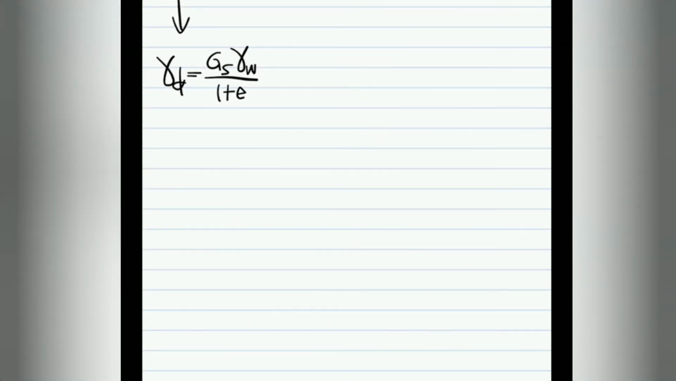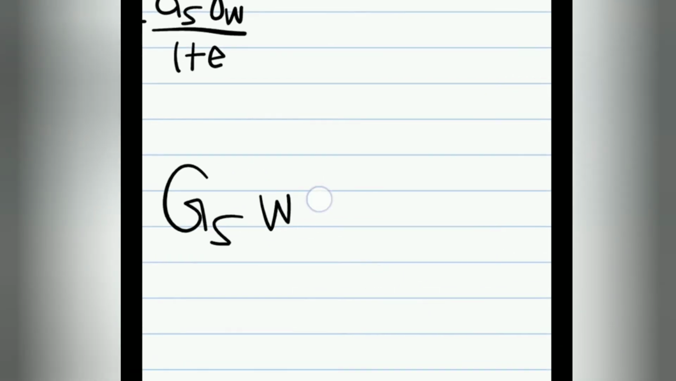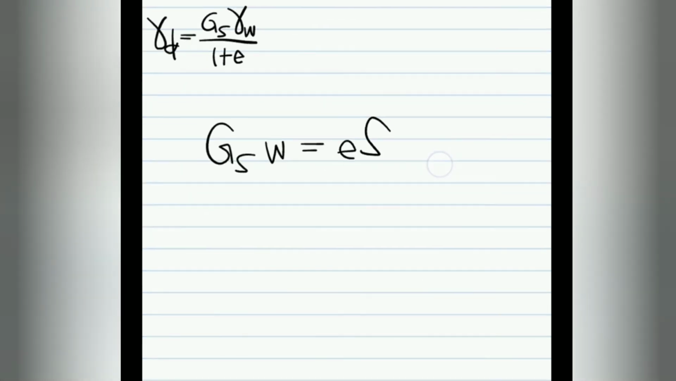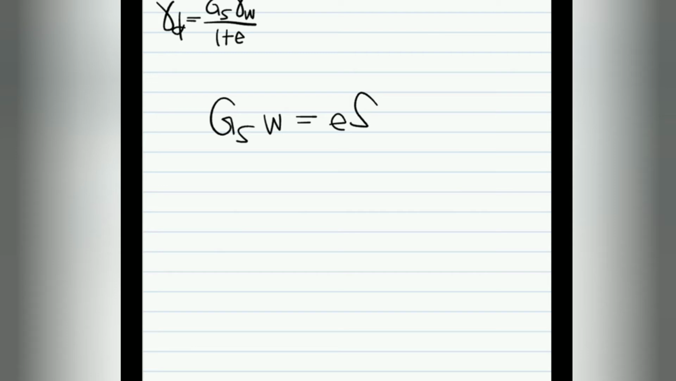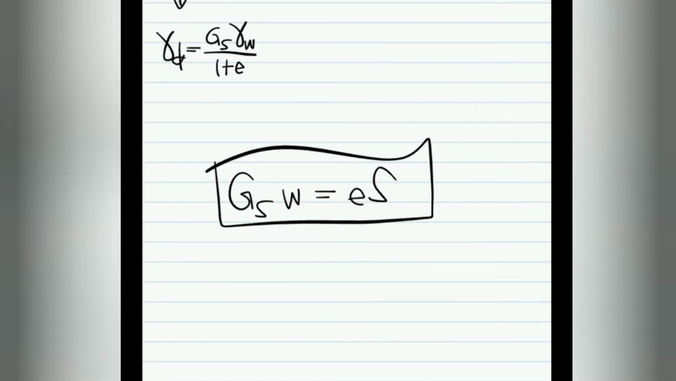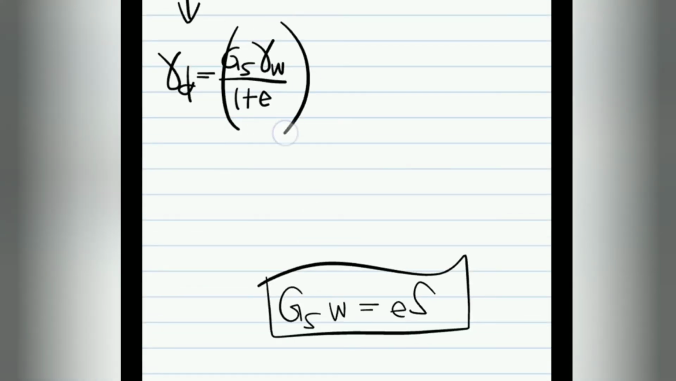But before that, let me discuss first the very important, also famous formula, which is the specific gravity of soil times moisture content, and that is equal to void ratio times degree of saturation. Alright, this is another formula. So, this is it. The unit weight for water.